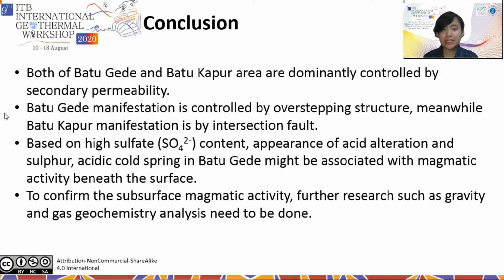The conclusions of this research are: both Batu Gede and Batu Kapur areas are dominantly controlled by secondary permeability. Batu Gede manifestation is controlled by overstepping structure, meanwhile Batu Kapur manifestation is controlled by intersection fault. Based on the high sulfate content and the appearance of acid alteration and sulfur, the acidic cold spring in Batu Gede might be associated with magmatic activity beneath the surface.